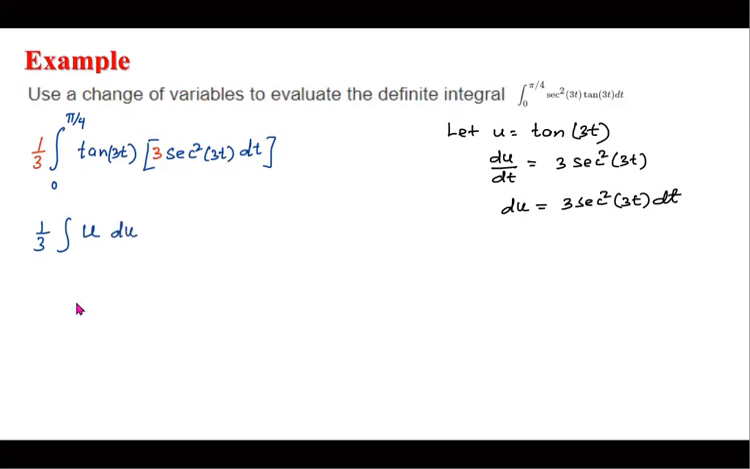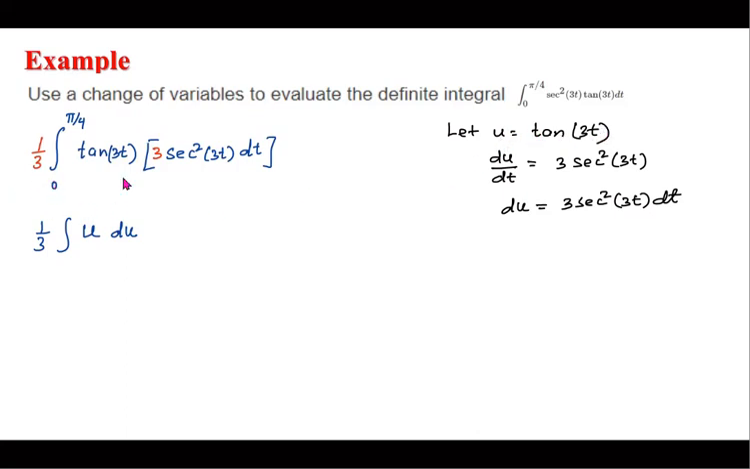And you can clearly see that we make this integral very, very simple. But remember one thing. In the original integral, we are integrating with respect to t, so these limits are the values of t. But now we are integrating with respect to u, so we need to find the values of u as the limit. And we can use this equation to find that.